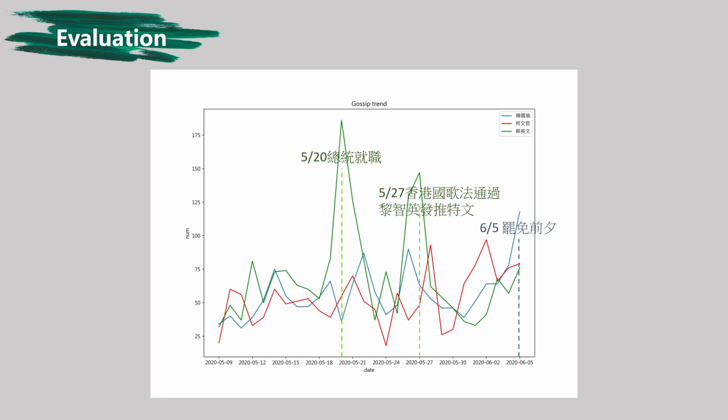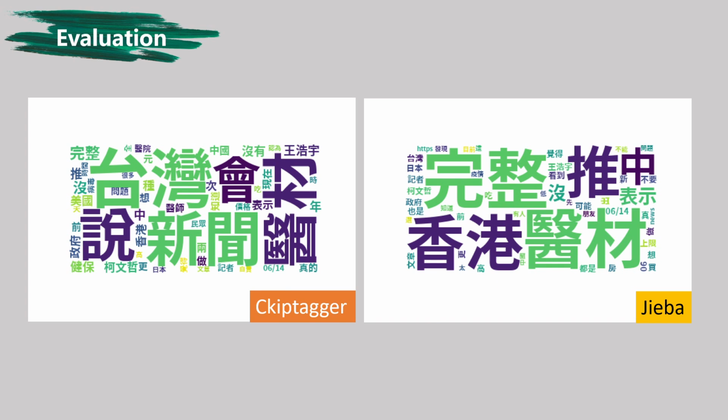In addition, we want to compare the generated results of SkipTaker and JBA for tokenization. These pictures are the word clouds generated from the posts published on June 14th. There is Yicai in both text segmentation methods, but the others are not the same. We can see in SkipTaker, there are Taiwan and Xinwen, but for JBA, there is Xianggang. We assume that this different result is due to their different segmentation effects.